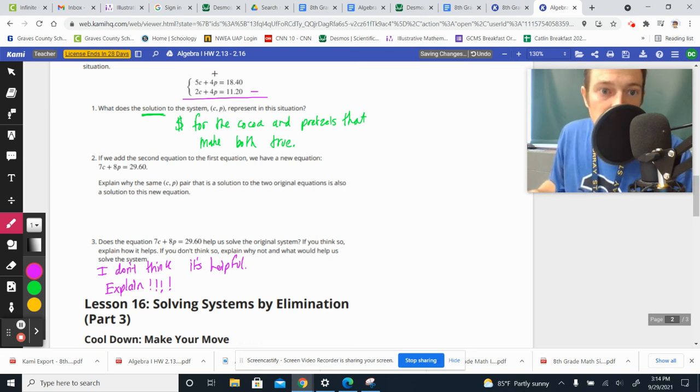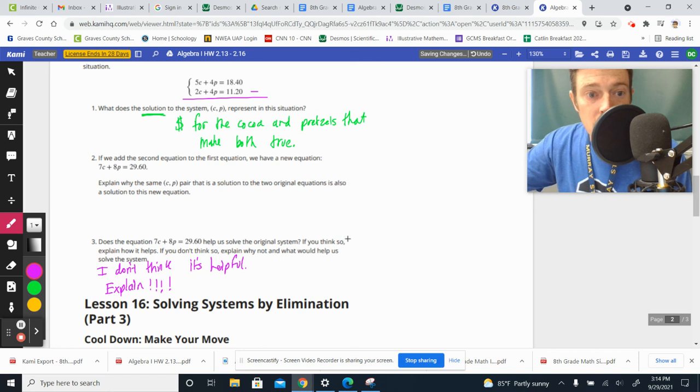7 and 8 aren't compatible with 5, 4, 2, or 4 to make one of them disappear when you add them together or subtract them. So it's not really a helpful thing, although it is a true equation for the reasons that we talked about right here. The prices don't change.